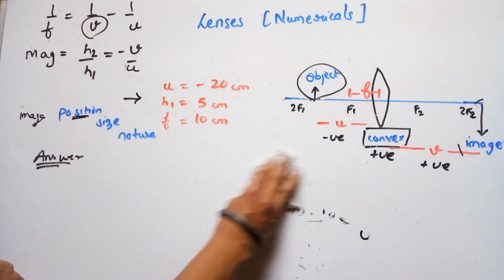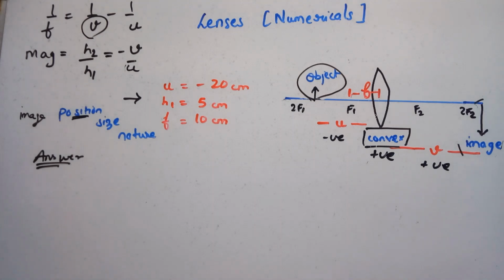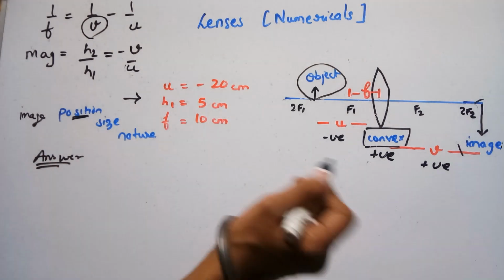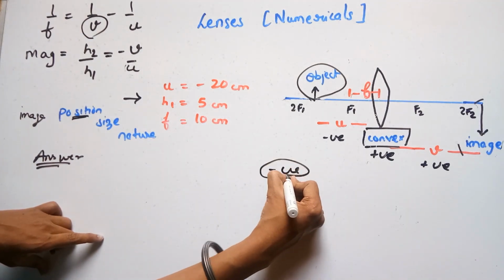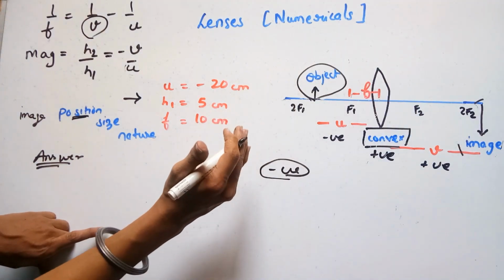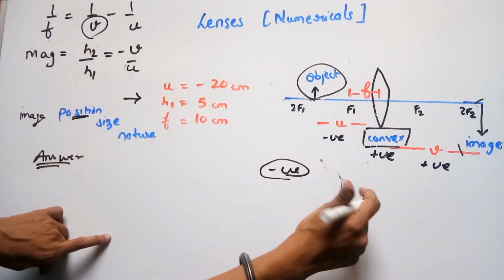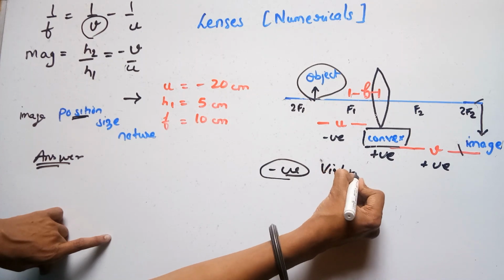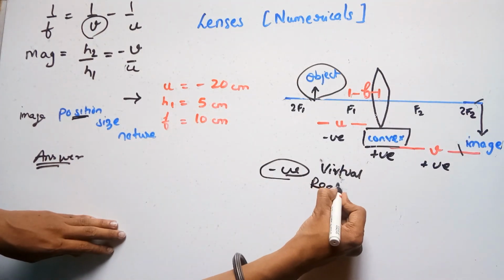Now we need to find out the size of the image. And the nature we will get to know once we know the size of the image. The nature we already know because it's positive, so it's real and inverted, because it is on that side. Only if the image distance becomes negative, the image is on the same side as the object. In that case, we call it not real, we call it a virtual image. But now we got it on the right hand side, so we call it a real image.